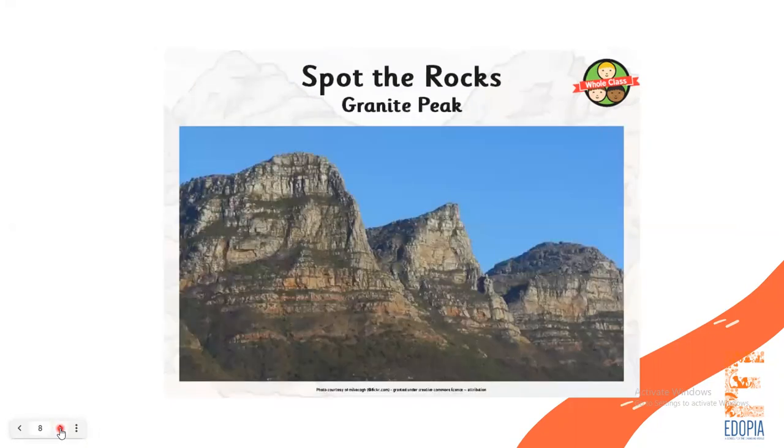Let's move on to this picture. These mountains are actually made up of a type of rock that's called granite. These peaks are completely made out of the stone that's granite. We will learn some more about it in the coming classes as well.